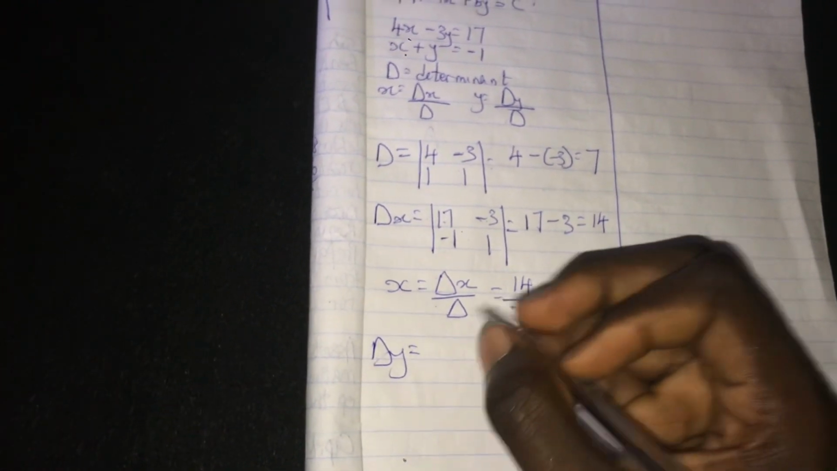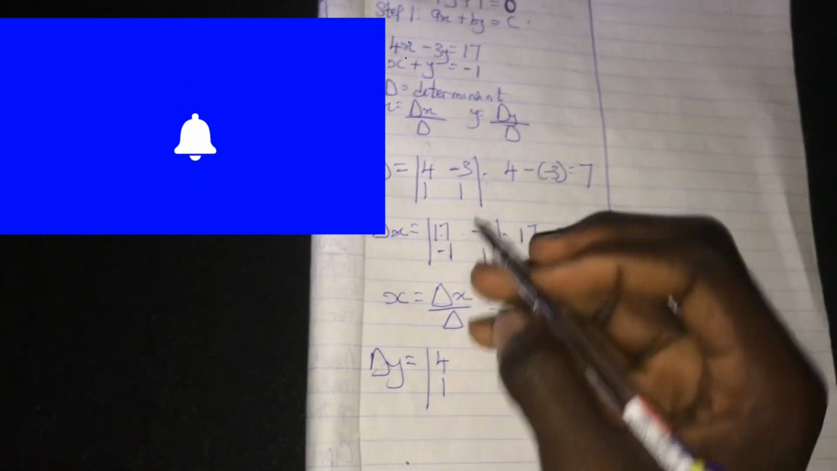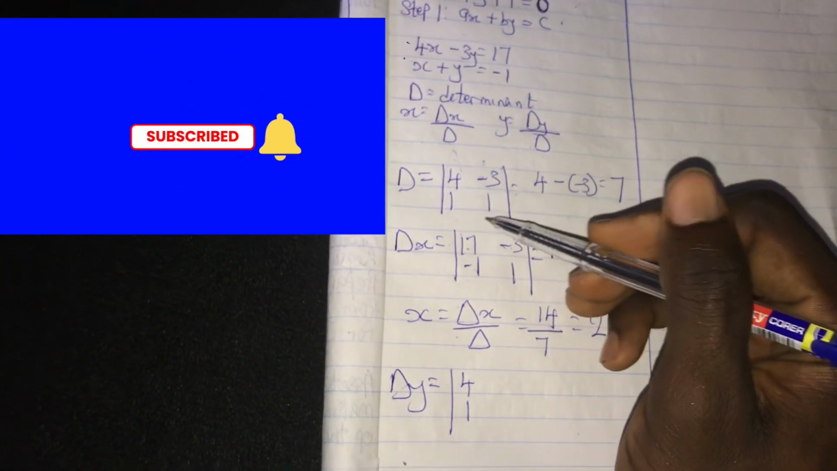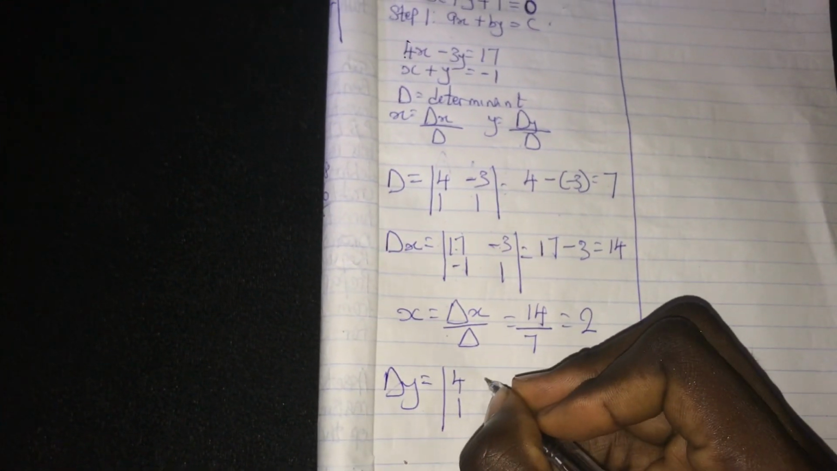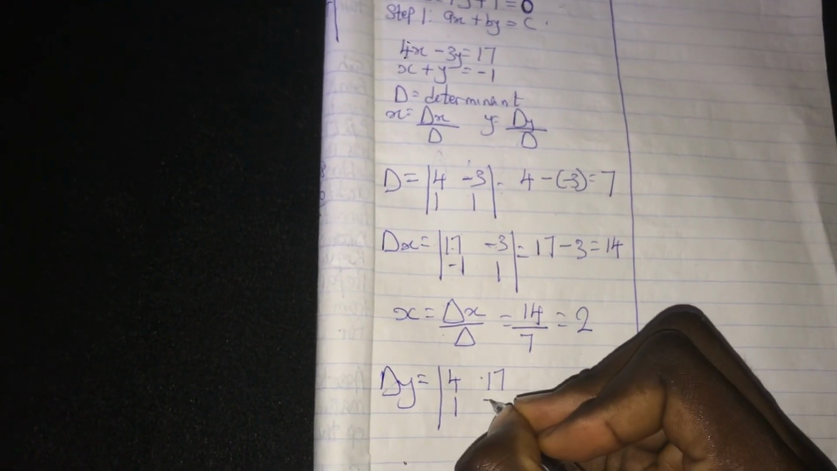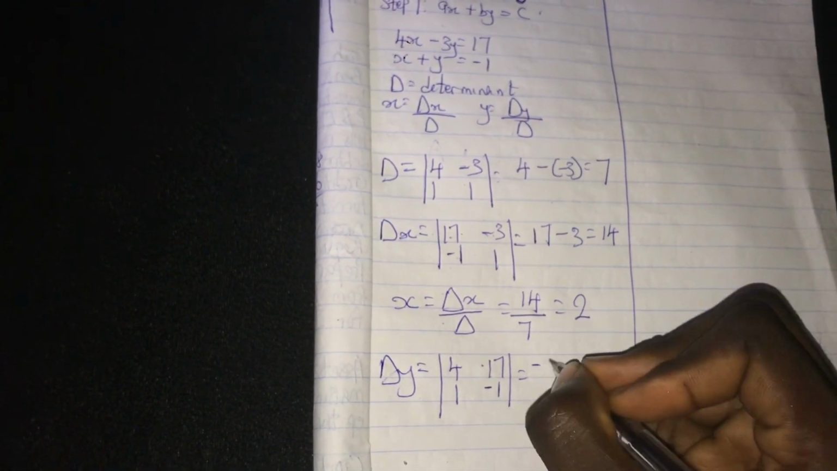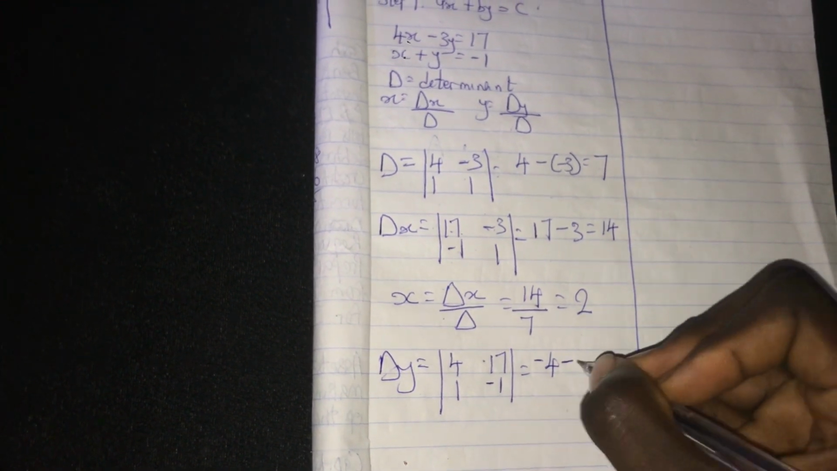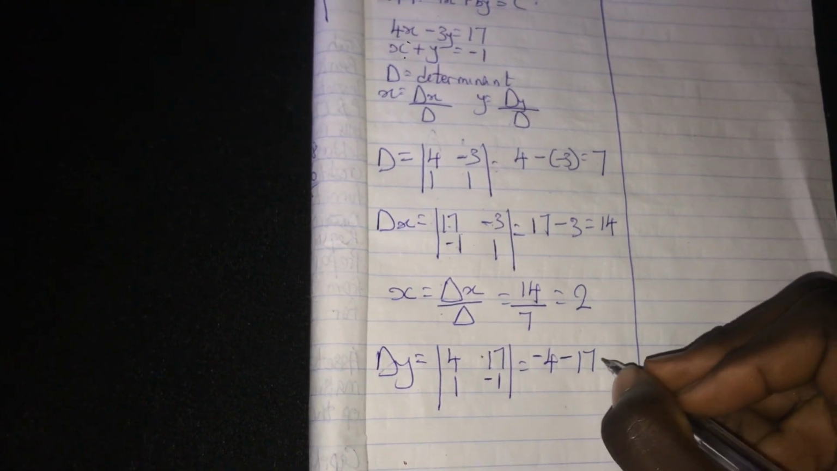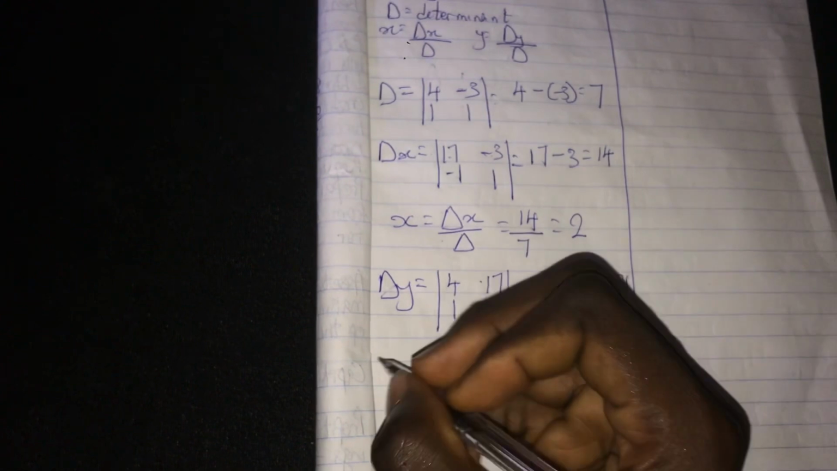The y. So you follow the same step. Our x is 1. You replace this column with what? Our constant. And that will give us what? 17 and what? Minus 1. So this will give us what? Minus 4 minus what? 17. So minus 4 minus 17 will give us what? Minus 21.